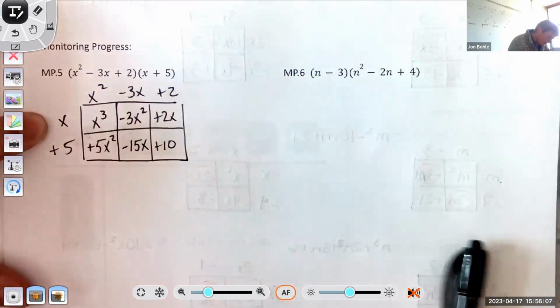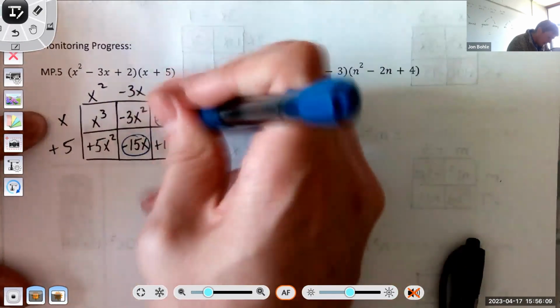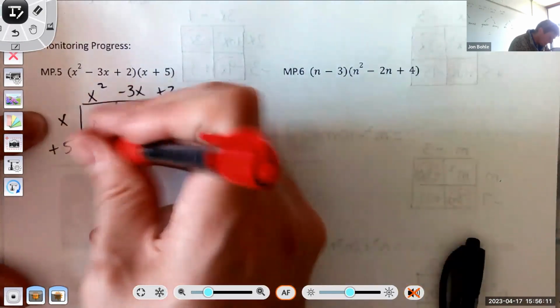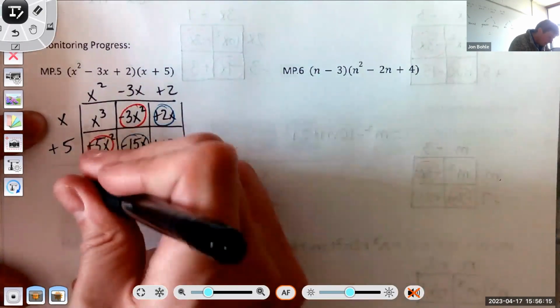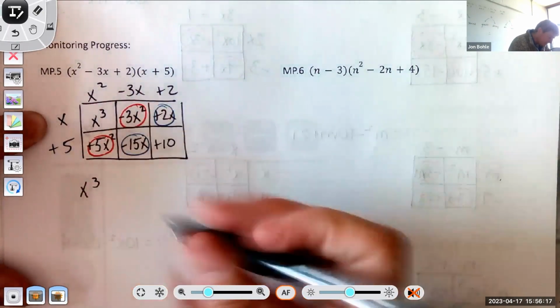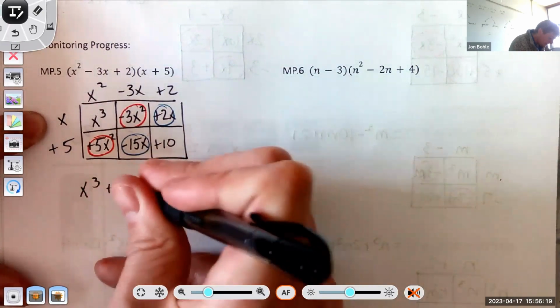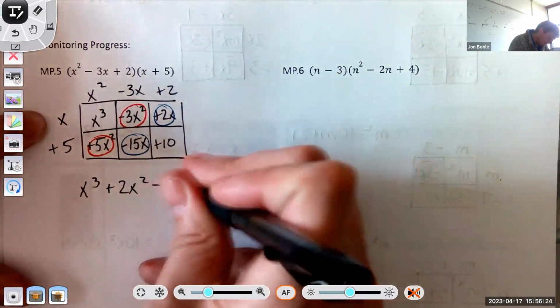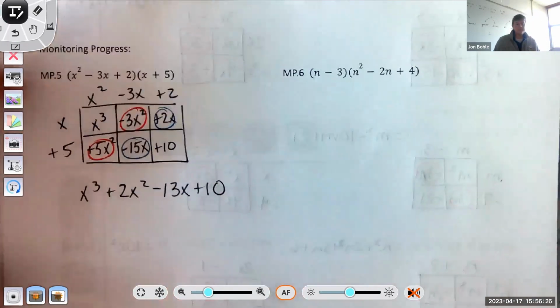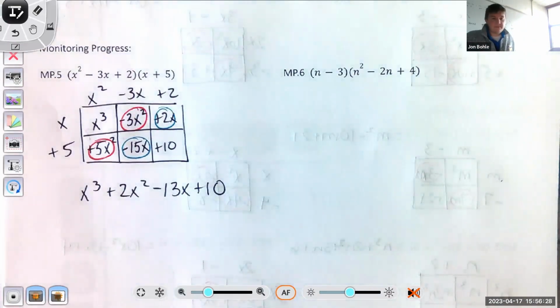Okay, as you've kind of seen, you got like terms in the expected positions. Feel free to combine those. So I get x cubed, 5x squared minus 3x squared is 2x squared. Negative 15x plus 2x is negative 13x plus 10. So that's my answer. Make sure you write your answer in standard form. That's just the proper way to do it. It also makes your teacher's job a lot easier to grade these.